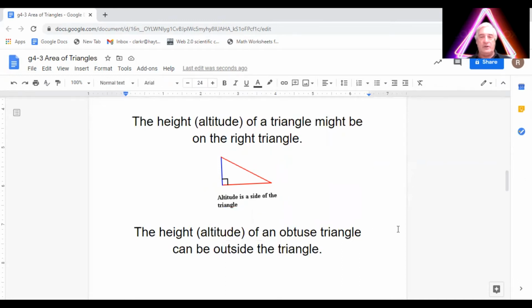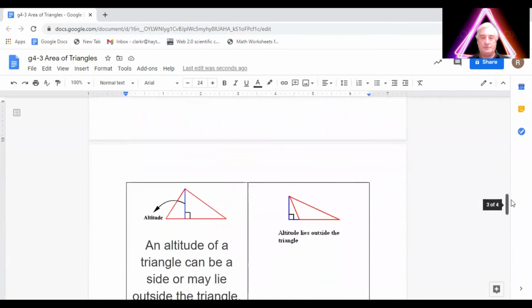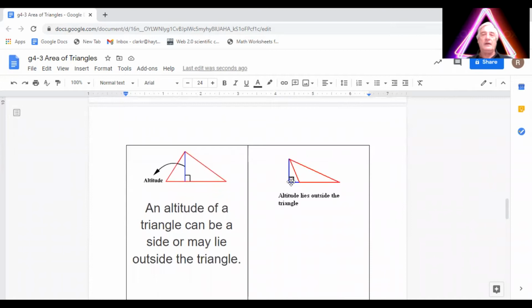The height or altitude of an obtuse triangle can be inside or outside the triangle. Here is an obtuse triangle, and you have to extend the bottom baseline out here because this line that we call the altitude or the height is going to be outside the obtuse triangle. Here I have an obtuse angle, maybe that's 100 degrees up there. And on this one, you're going straight down to the base below. So that one's inside the triangle, this one's outside the triangle.